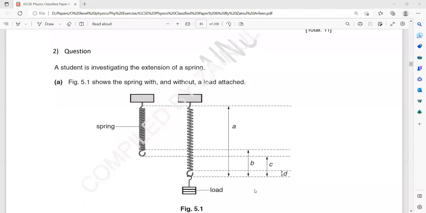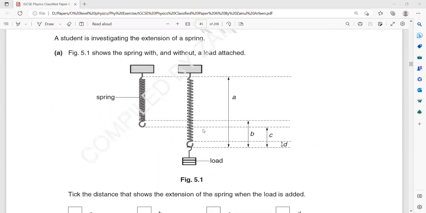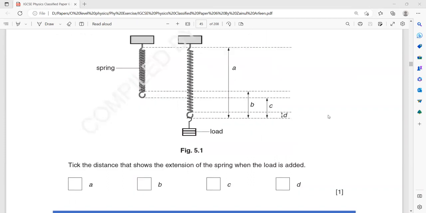So, alternative to practical topic 2, extension question number 2. In the question, a student is investigating the extension of a spring, measuring how much the length increases. Figure 5.1 shows a spring with and without a load. We have to take the distance that shows the extension of the spring when load is added. Which distance, A, B, C, or D? Which one is representing the extension correctly?